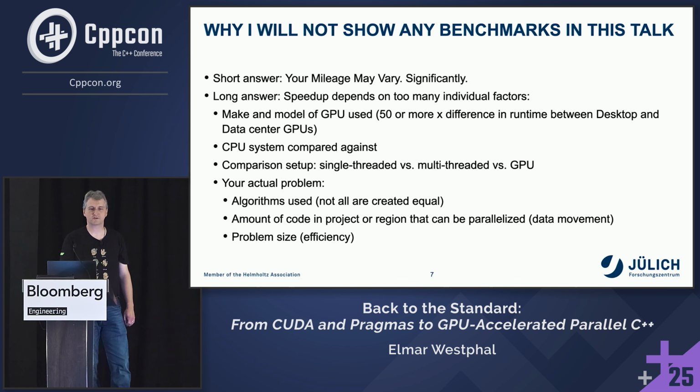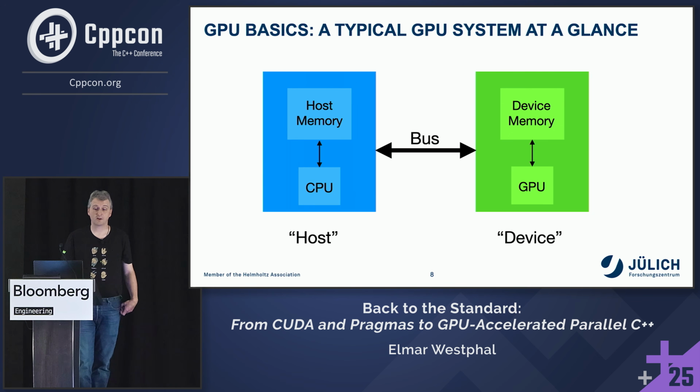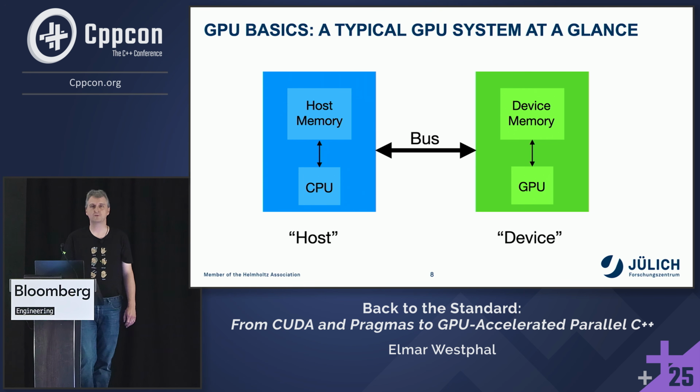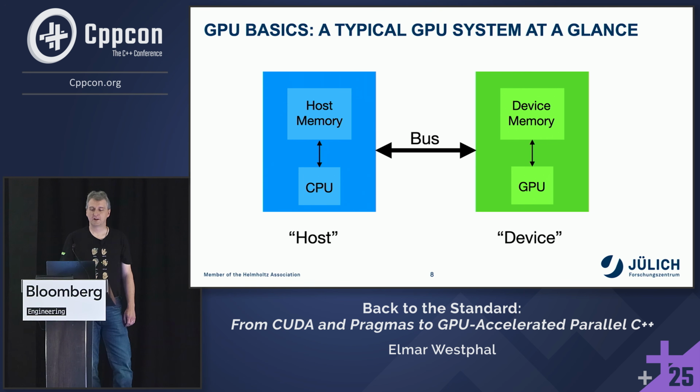Underutilized GPU is usually, well, not as fast as you would want it to be. So a little bit about the basics. A GPU system usually consists of a host, which is the CPU side of the setup, containing the CPU and its memory that we call the host memory throughout the talk, and the device, which is the GPU itself, which has a usually disjoint device memory.